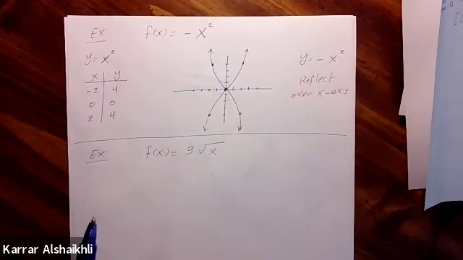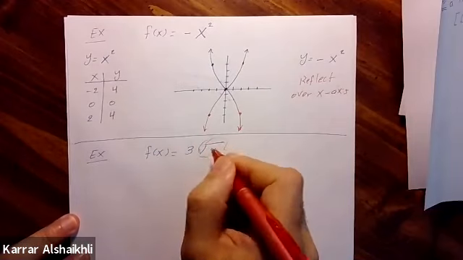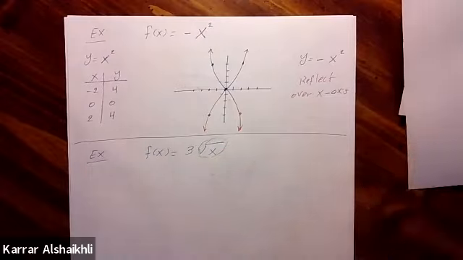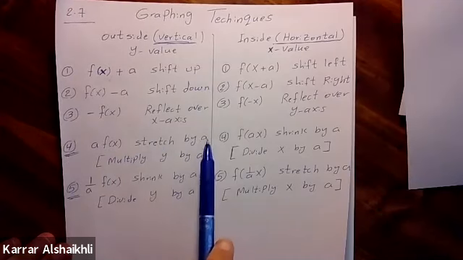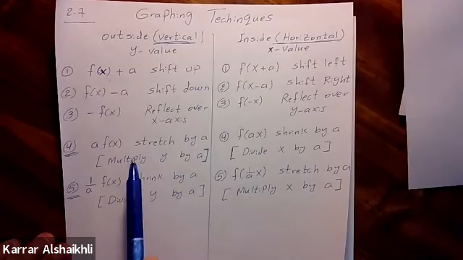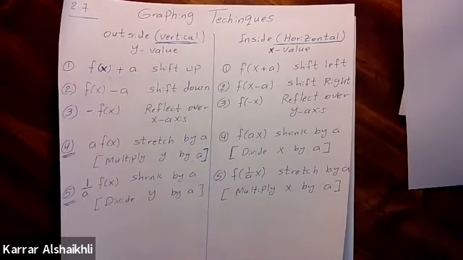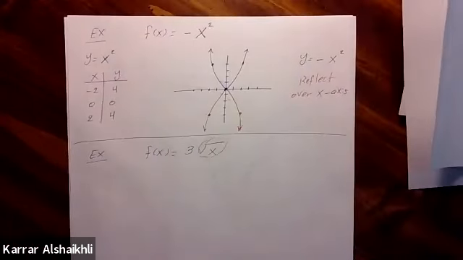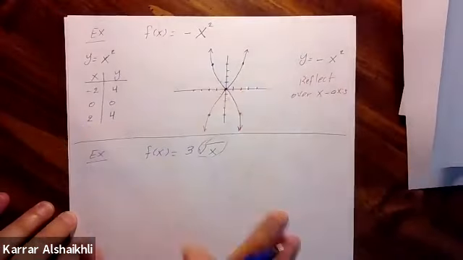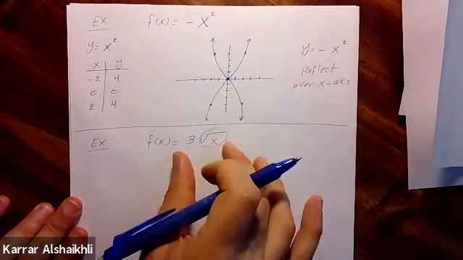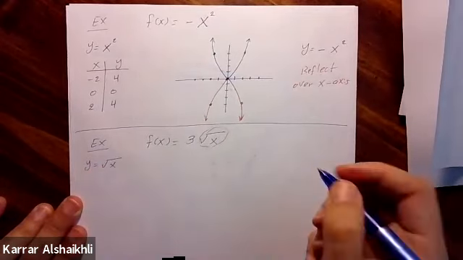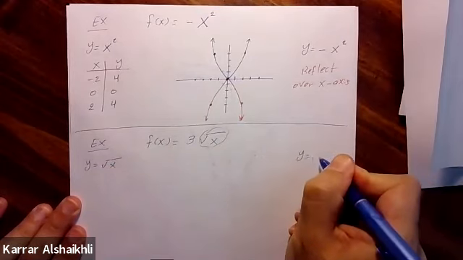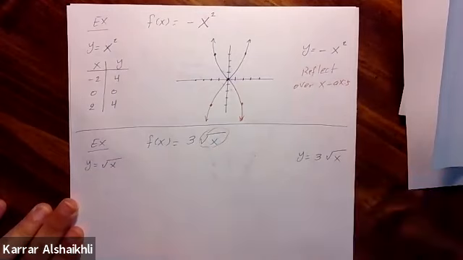To show you the meaning, if you have a number outside the parent function, it's going to be stretched by a. With the graph, we have to multiply the y by a to get the new graph. I'm going to show you that because this is really important. So the first thing, we're going to do exactly the same steps. We're going to graph the parent function here. I'm going to say y equals square root of x, and the new graph is going to be on this side, y equal 3 square root of x.